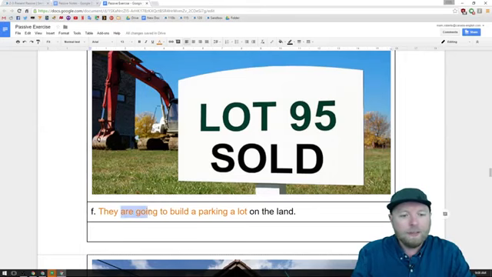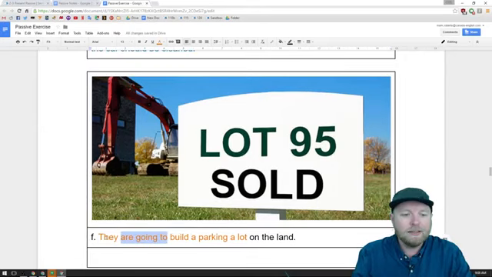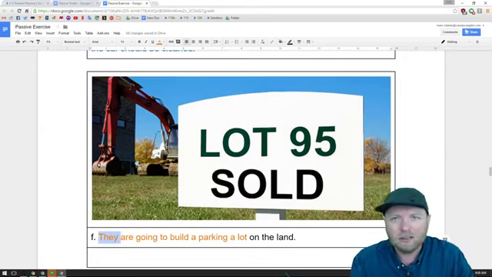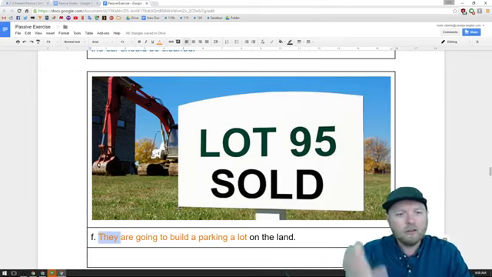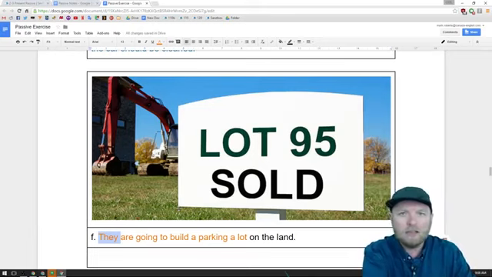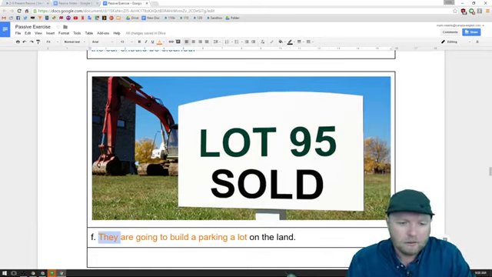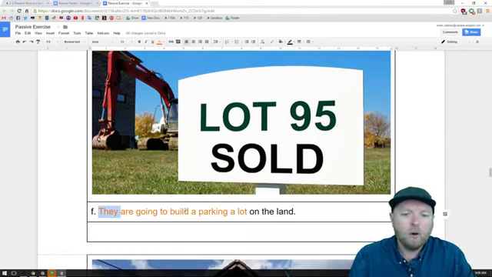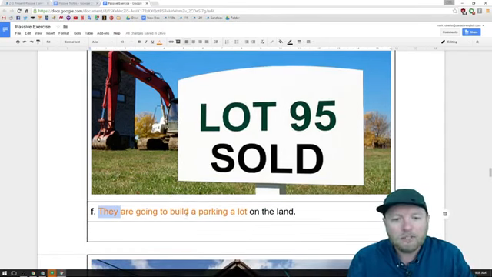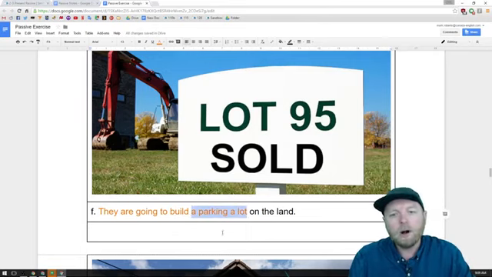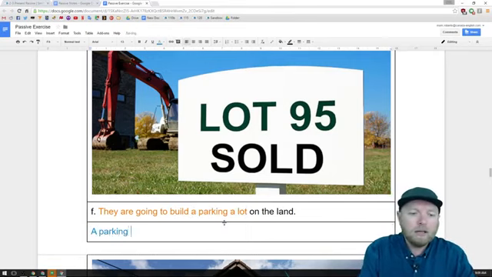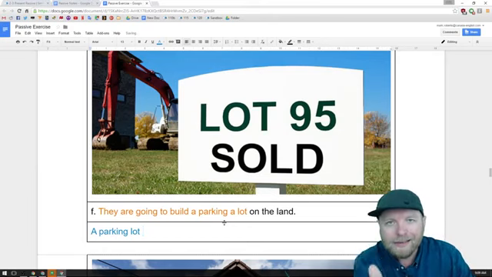Be going to. Who is they? Well, I don't know, people. The people that own this land. They bought this land, so they, the people, I don't know. It's not important, right? They are going to build a parking lot. What's the verb? Build. What's the receiver? A parking lot, right? Okay, be going to.